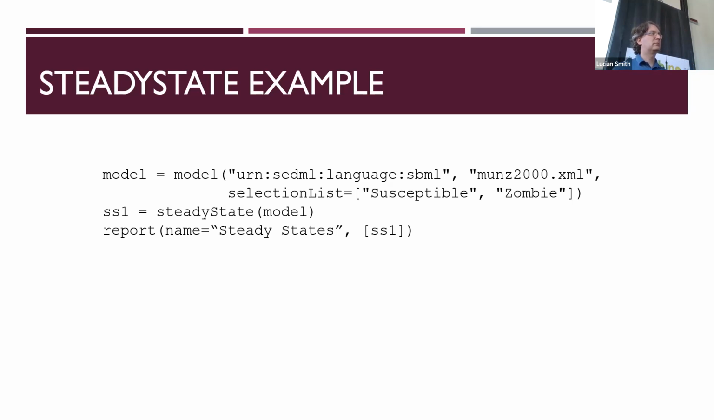You might want to, yeah. So it may be most useful to put the selection list as an argument of steady state. Sorry, I've been using my mouse and it doesn't work because the mouse is over here. So yes, you might want it as an argument to steady state. You say model comma bracket susceptible zombie here. That makes the most sense.